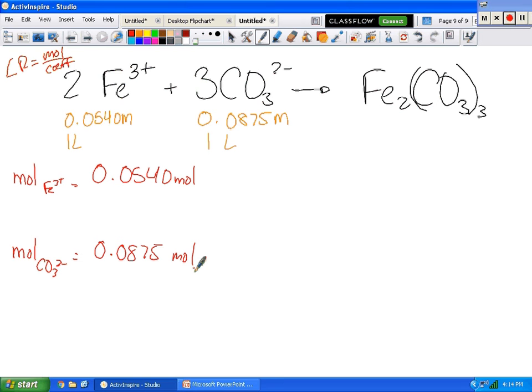Now what do you divide by? Coefficient, okay? What am I dividing the top one by? 2, the bottom one by 3. And remember, this is only going to tell you which one is which. That's it. That's all it's going to tell you is which one is which. Now, which one is going to be the least? Let's work it out. 0.054 divided by 2 gives me 0.027, the bottom was 0.0875.